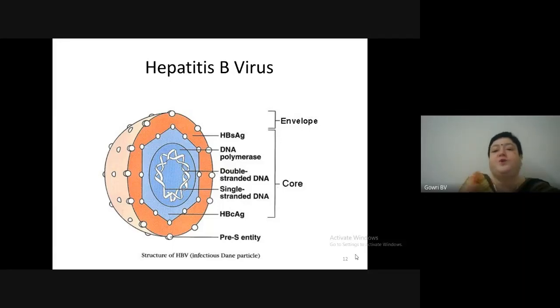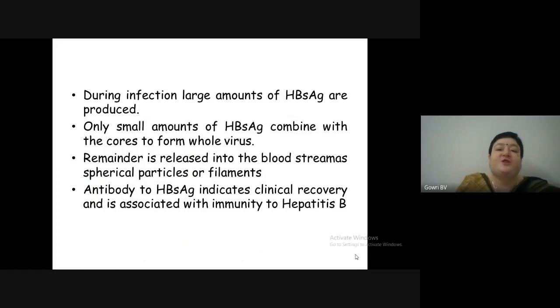So what we are going to do is remove the DNA coding for hepatitis B surface antigen and produce a vaccine in a yeast cell. During infection, large amounts of hepatitis B surface antigen are produced. Only small amounts of it combine with the cores to form whole virus. So when HBsAg combines with HBcAg, it becomes an infectious virus particle. The remainder is released into the bloodstream as spherical particles or filaments. Antibody to HBsAg indicates clinical recovery and is associated with immunity to hepatitis B.